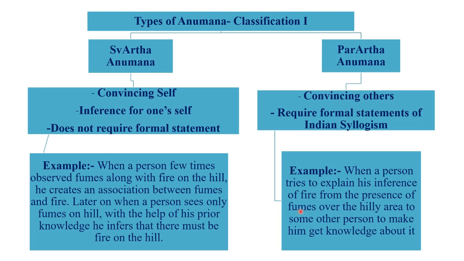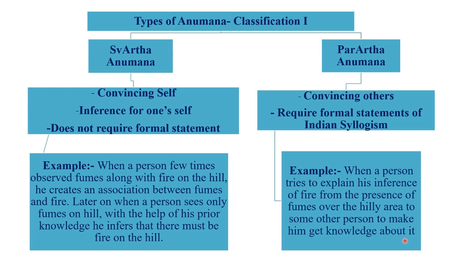But when he is trying to convince others, when a person tries to explain his inference of fire from the presence of fumes over the hilly area to some other person to make him get knowledge about it, for example, when you're telling someone else that yes, whenever there are fumes, there is a fire, you need to give them an example. So you give the example of kitchen. Like in the kitchen also, whenever there is a fire, there is a fume coming out. Whenever mom is cooking something in the kitchen, you can see the fumes are coming, the smoke is coming.